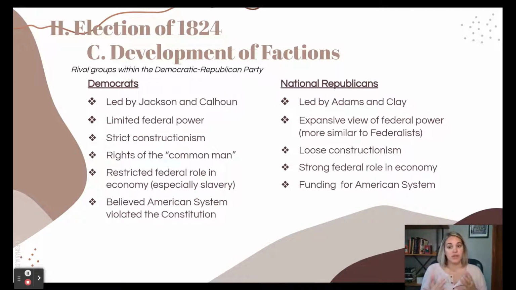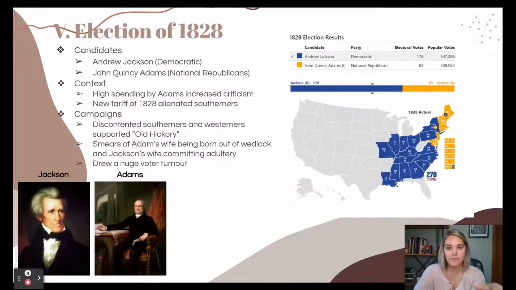They really don't want the federal government to play a role in the economy because they fear what the federal government will do regarding slavery. And they are opposed to the American system. National Republicans, led by Adams and Clay, will eventually become the Whig Party and do have many views that are similar to Federalists. They have these views of an expansive federal government, loose construction, funding for the American system. Even though they technically are not a separate political party, they really have kind of moved towards the farther right side of the spectrum here.